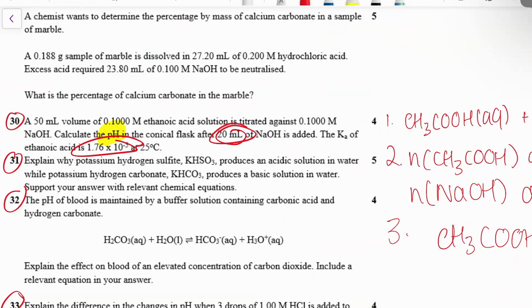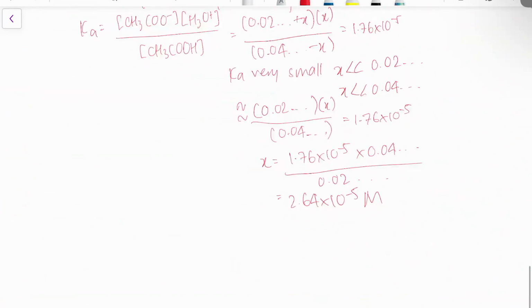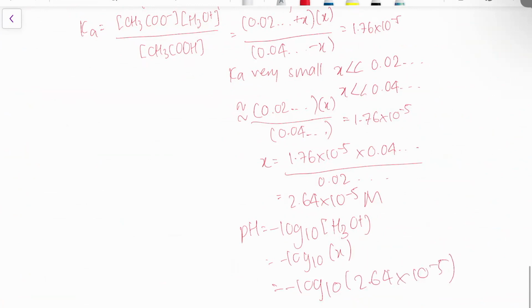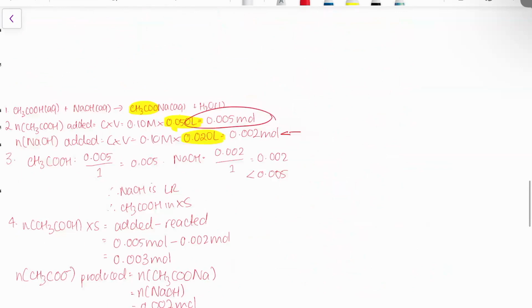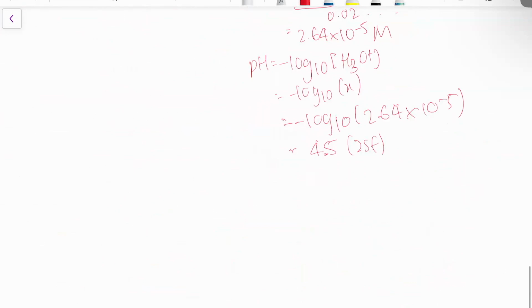So I sub this straight into the pH formula. If they were asking me for pOH, I would still have to sub it into the pH formula and then convert it to pOH after. So pH is negative log base 10 of H3O plus, which from our ice table, we said is negative log base 10 of x. So negative log base 10 of 2.64 times 10 to the minus 5. And what is pH? 4.5, which is less than 7, like we expected, because we had excess acid. And then we want to round this off to 2 sig figs correctly.